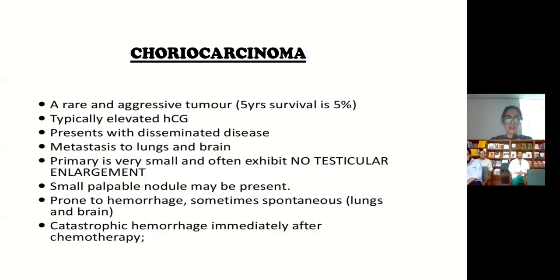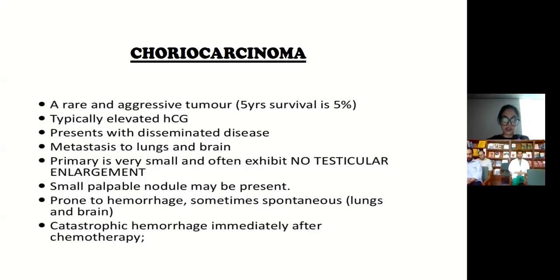Choriocarcinoma is a rare and aggressive tumor with a 5-year survival of 5%, typically elevated HCG, and presents as disseminated disease. It metastasizes most commonly to the lungs and brain. The primary is very small and often exhibits no testicular enlargement. A small palpable nodule may be present.